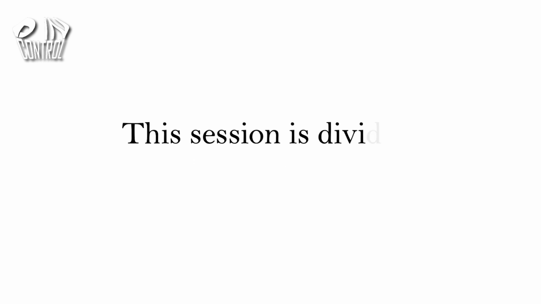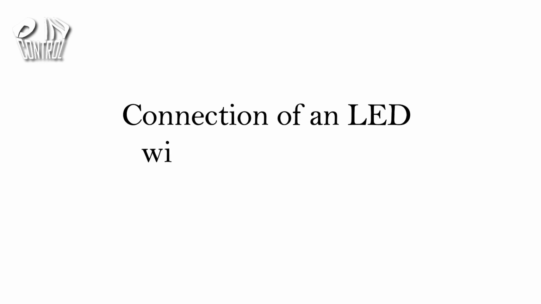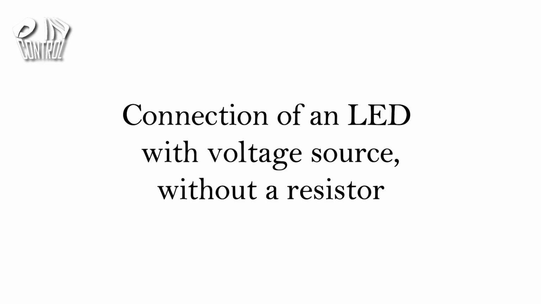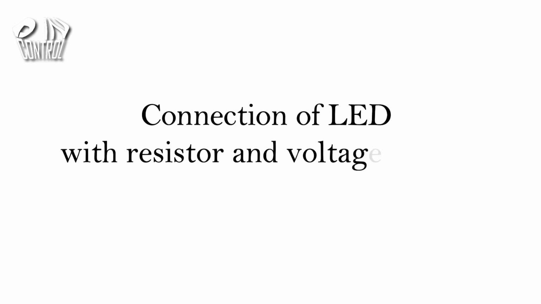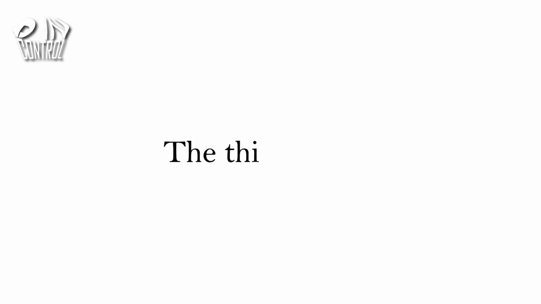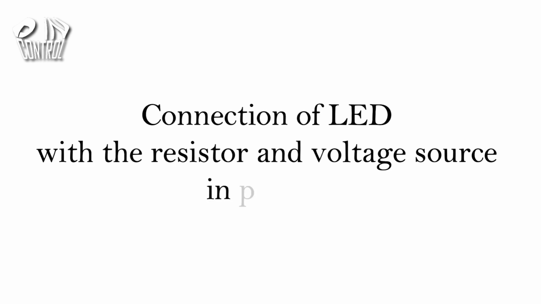This session is divided into three parts. The first part is connection of an LED with the voltage source without a resistor. The second part is connection of the LED with a resistor and voltage source in series. The third part is connection of the LED with the resistor and the voltage source in parallel. Now let us explore the first part.